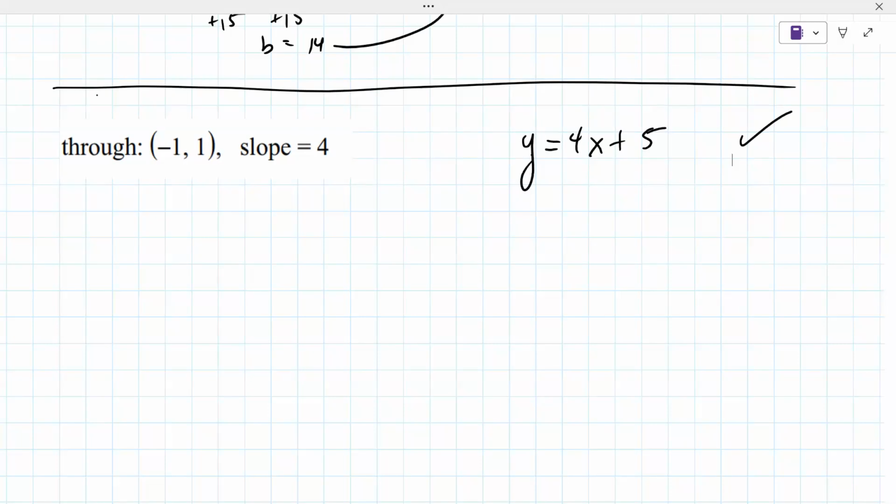Don't know why the screen went away. Give me a moment to get that back up. Probably something I did. All right, here's one more for you to try.